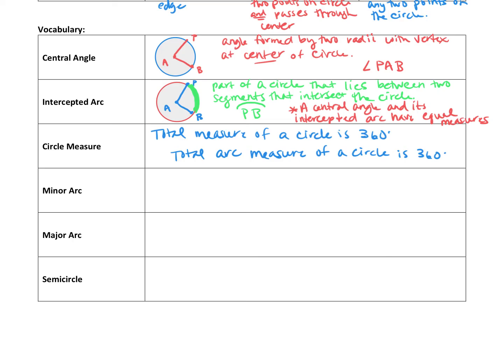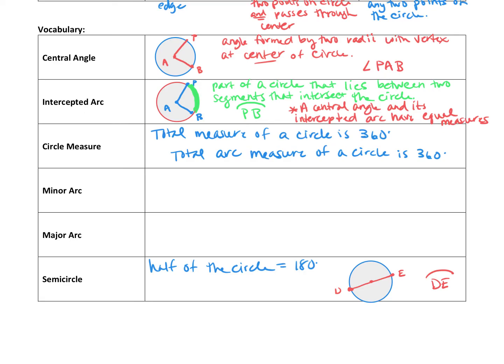All right, I'm going to jump down to semicircle. Semicircle is half of the circle. It is equal to 180 degrees. What that's going to look like, here's a circle. Semicircle will go through the center, basically the diameter. So wherever we might draw in the diameter, let's say this is D, this is E. So the semicircle is arc DE.